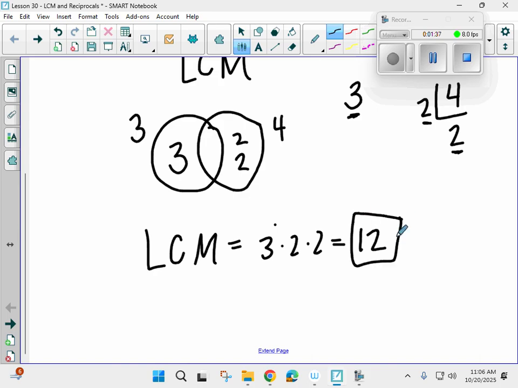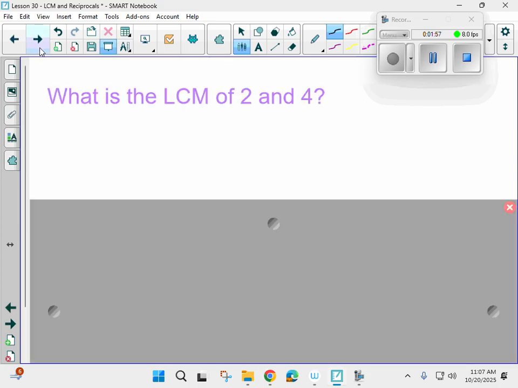Okay, some of these I'm sure you can do in your head. The least common multiple of 3 and 4, it's the smallest number they both divide evenly into. But I want you to practice the Venn diagrams for when we give you ginormous numbers that are much harder to do in your head, okay? So practice the circles, the Venn diagrams, to make sure you get them. What is the LCM of 2 and 4?